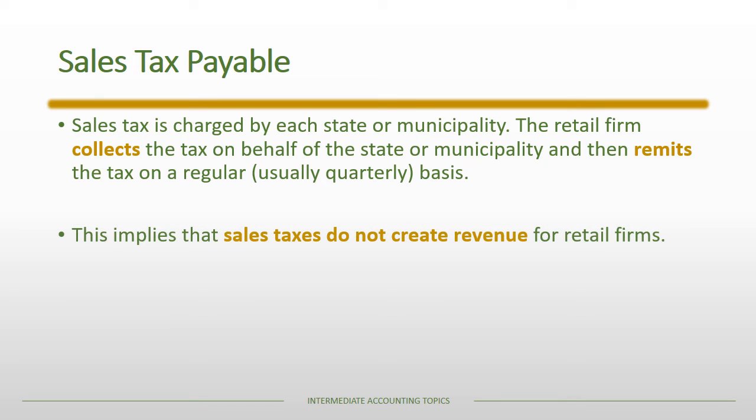Basically, because they're just a middle person, they're not creating revenue. And so the retail firm does not record any revenue due to the sales tax. Rather, they're just collecting and remitting. If you could imagine, they have a payable and then they have a cash payment and it goes away. And so, of course, it is revenue for the state or the municipality.